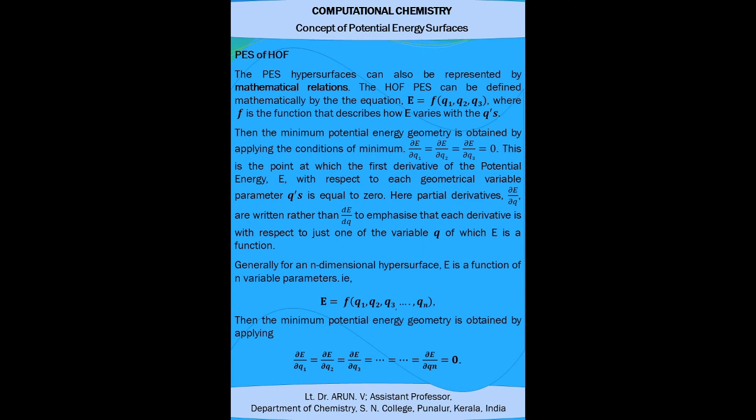Generally, for an n-dimensional hypersurface, energy is a function of n variable parameters. It can be represented mathematically as E equals f of q1, q2, q3 up to qn. Then the minimum in the potential energy geometry is obtained by applying the equation ∂E/∂q1 = ∂E/∂q2 = ∂E/∂q3 = up to ∂E/∂qn = 0.